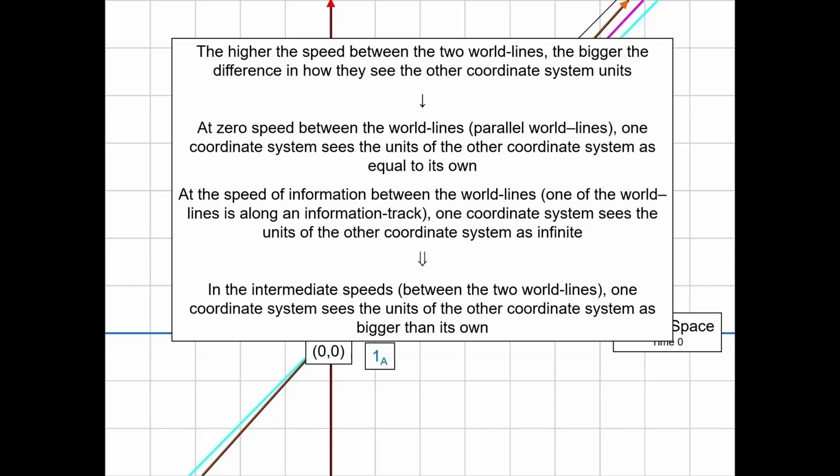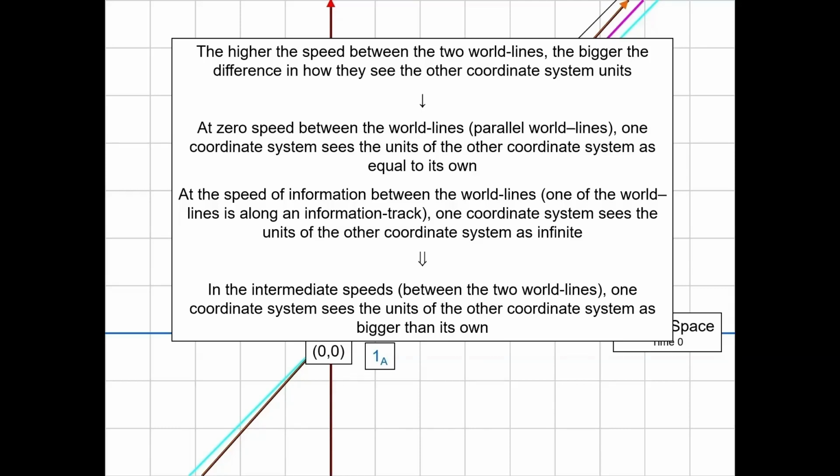And in the intermediate speeds, one coordinate system sees the units of the other coordinate system as bigger than its own. So 1 second of the other coordinate system takes more than our own 1 second. And how much this difference is depends on the speed between the two world lines. And again, if we look at the mathematics, we can see that the difference is pretty small up to a very high speed between the two world lines.